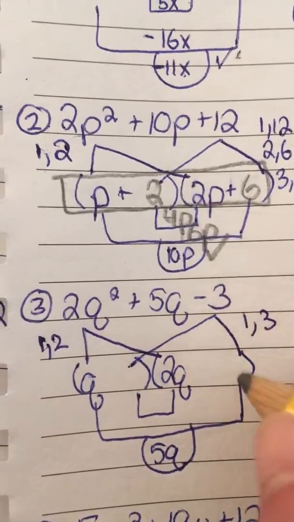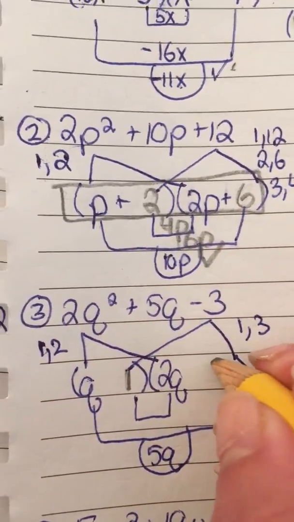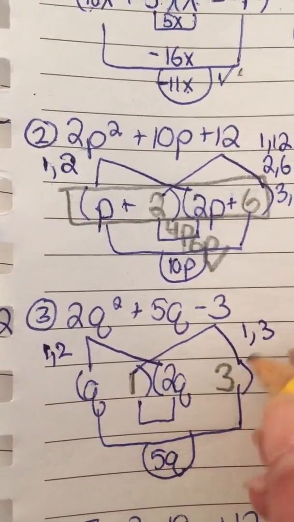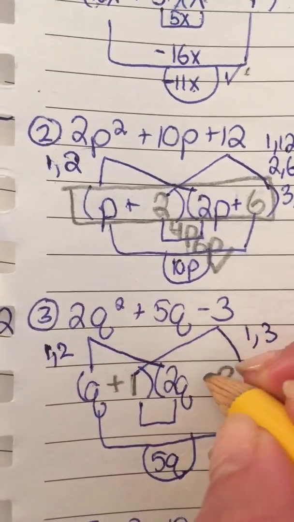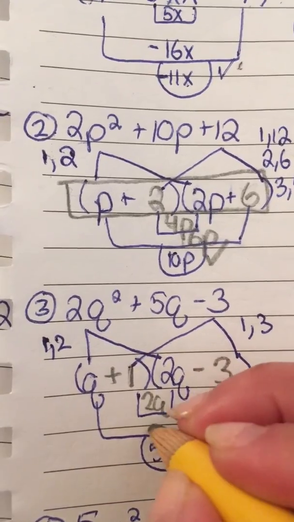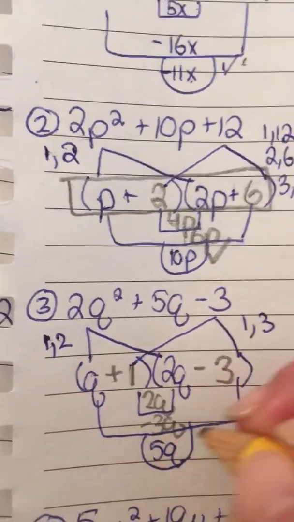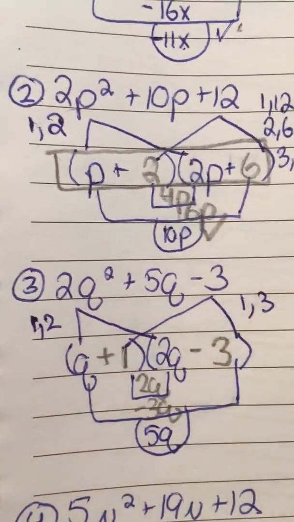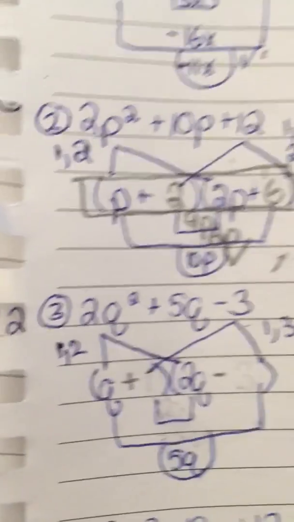So let's play around with our factors. So let's try putting 1 here and 3 there. And we know they need to multiply to negative 3, so let's put a plus and a minus because it has to be opposite signs. That would give us 2q in the middle, negative 3q on the outside, but 2 minus 3 is negative 1. So I don't think that option is going to work. So what you can do is try to switch your position of the numbers and see if that works out.